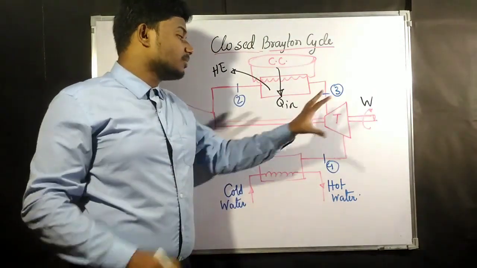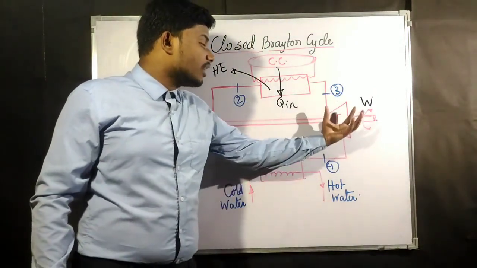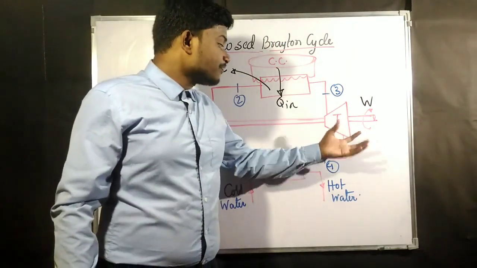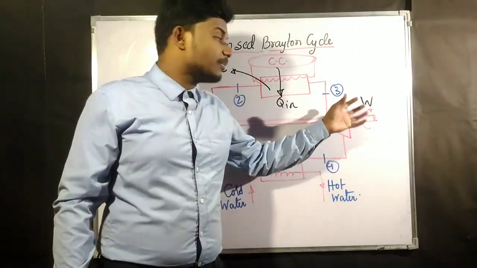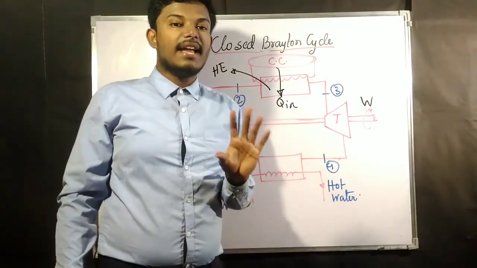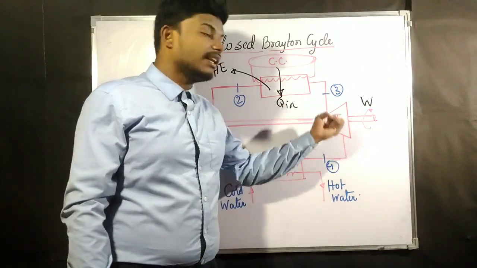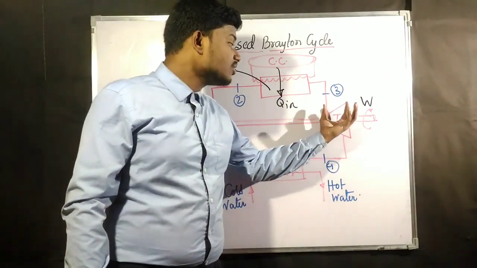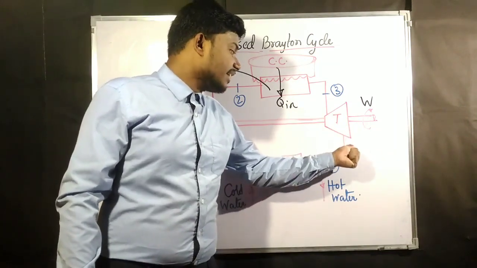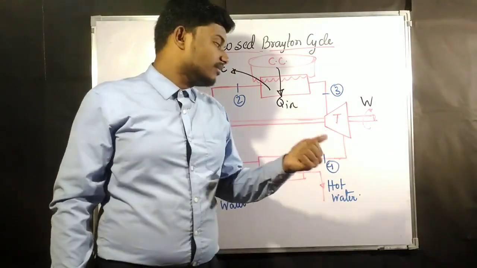Okay, there is going to be some shaft work. After that, what happens? Now, in the open cycle, we had released whatever product expanded through the turbine to the atmosphere. Now we are not releasing it. That means the expanded gas, after expansion, still has some temperature.